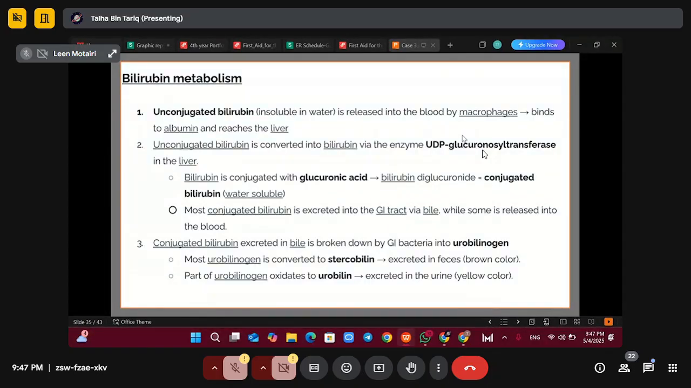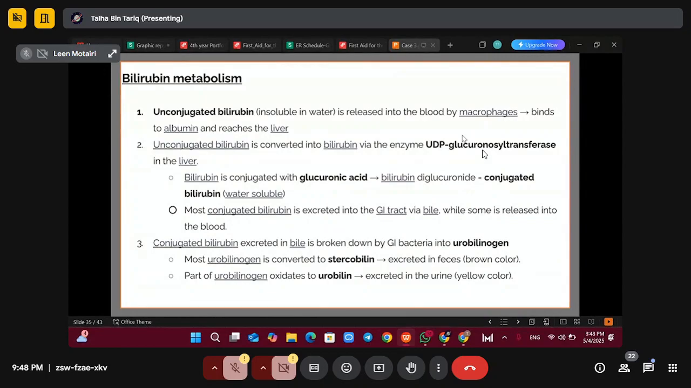So most of the conjugated bilirubin is excreted into the GI tract via bile, right? So as I told you, all of the conjugated bilirubin, where is it present? In the bile. And where is the bile going? Into the GI tract. From the common bile duct, it's going into the duodenum. From the duodenum, it will go into the jejunum and all of the small intestines and all of that.